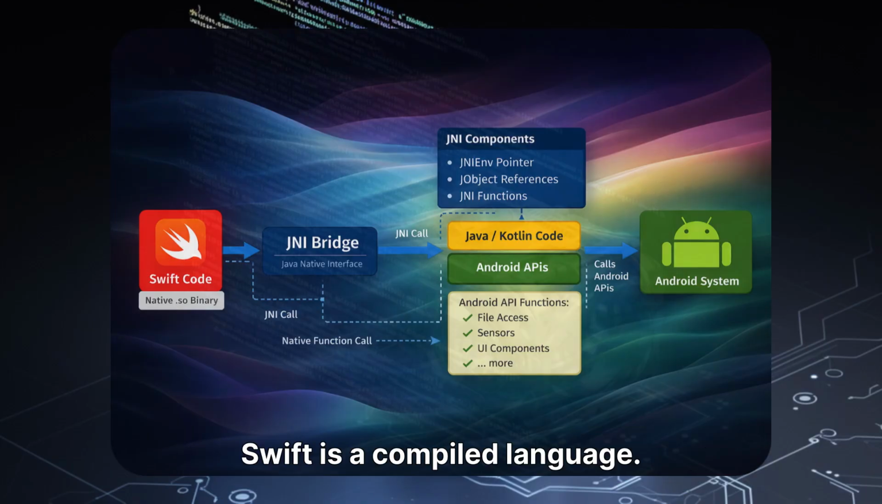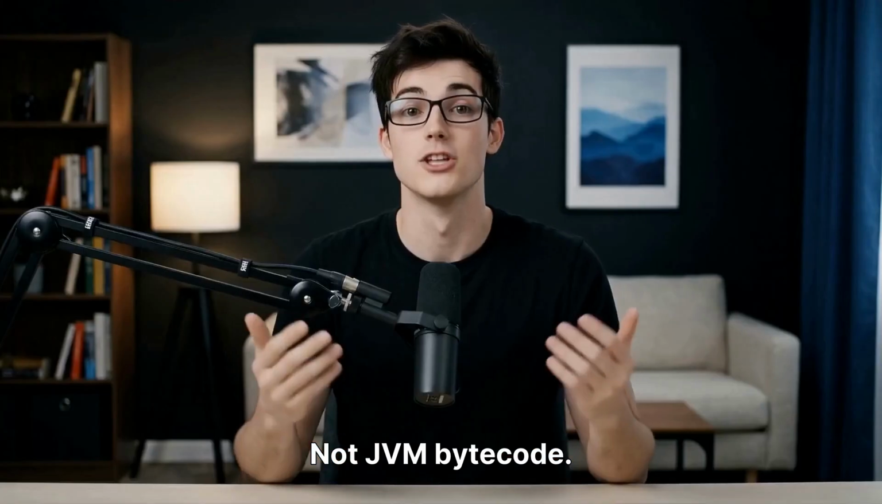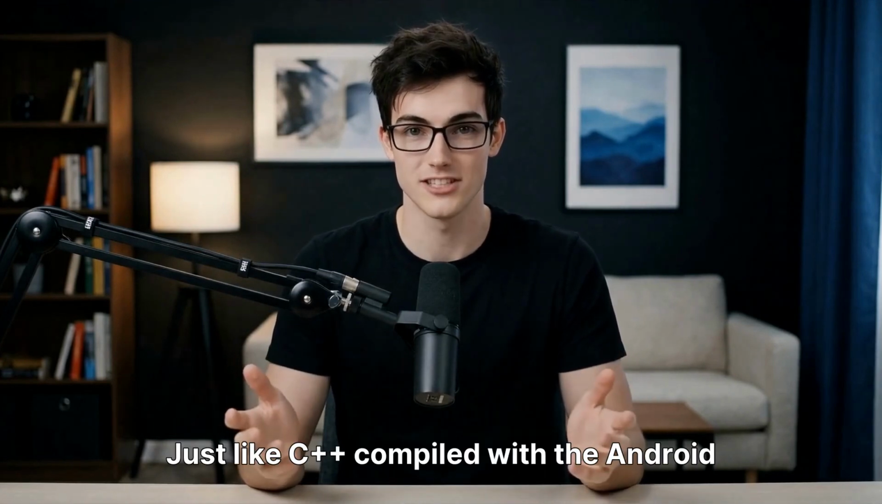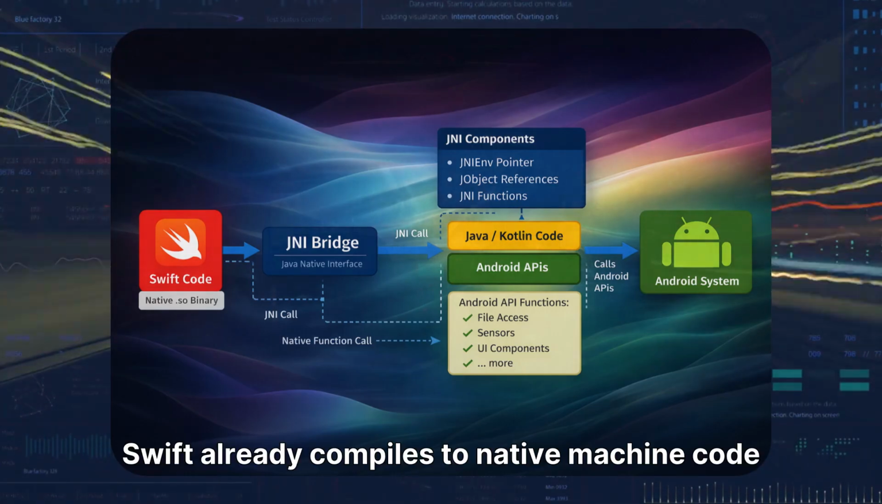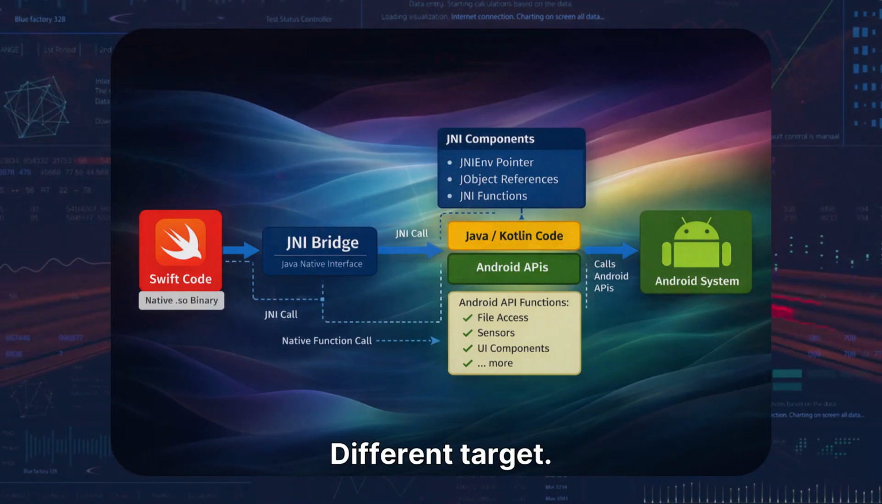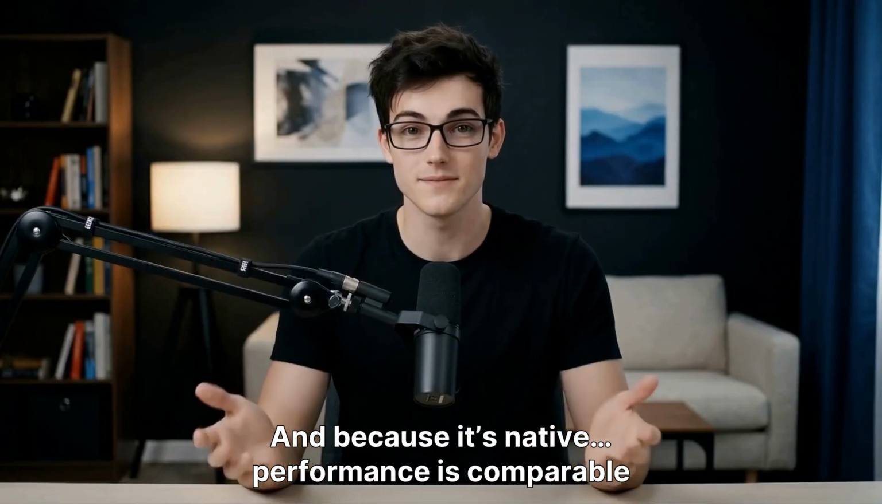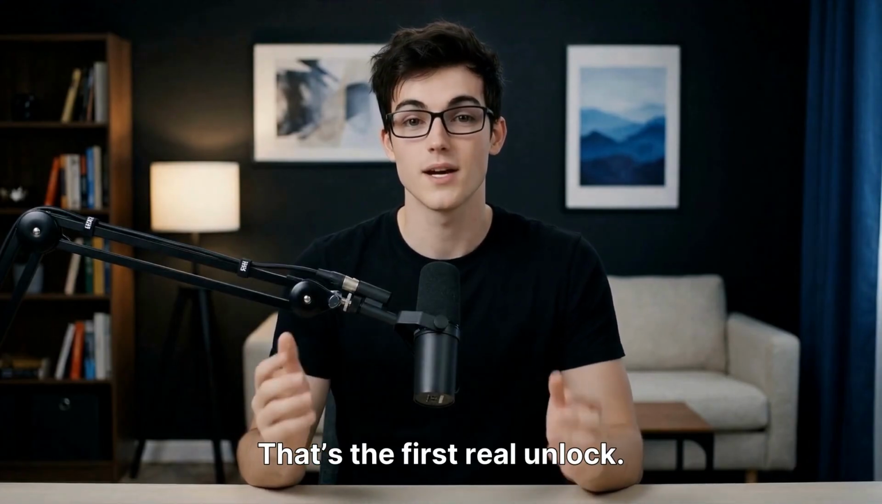Swift is a compiled language. When you target Android, you get a native binary. Not JVM bytecode, not interpreted, native, just like C++ compiled with the Android NDK. Android runs on Linux. Swift already compiles to native machine code for Linux targets. Same language, different target. And because it's native, performance is comparable to C and C++. That's the first real unlock.